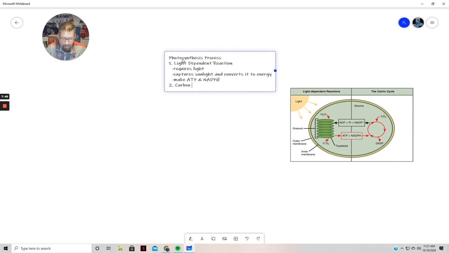I'm going to type this whole thing, and then I'm going to go into my spiel because this is going to have a little bit of historical reminiscing, as you know I like to do. Okay, that's the name of the process. It's part 2. It's where the glucose is actually made. So you capture it in part 1, and you make the glucose in part 2.